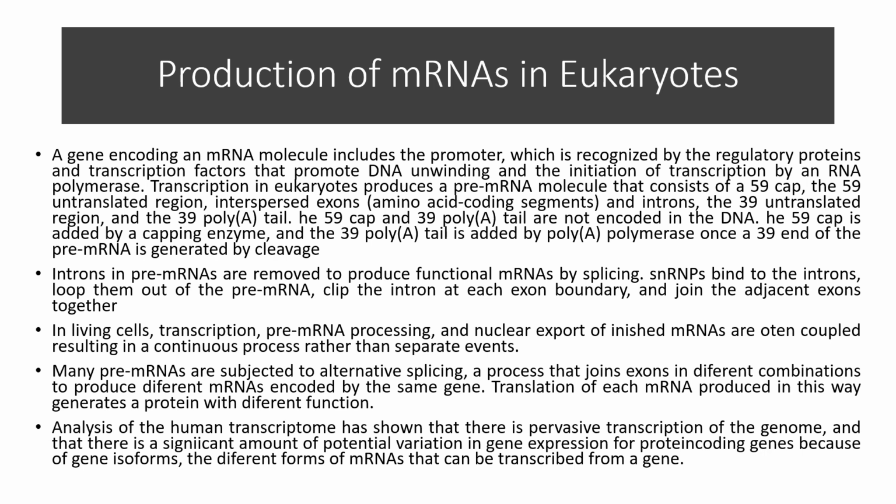Many pre-mRNAs are subjected to alternative splicing, a process that joins exons in different combinations to produce different mRNAs encoded by the same gene. Translation of each mRNA produced in this way generates a protein with a different function. Analysis of the human transcriptome has shown that there is pervasive transcription of the genome and a significant amount of potential variation in gene expression for protein-encoding genes because of gene isoforms, the different forms of mRNA that can be transcribed from a gene.